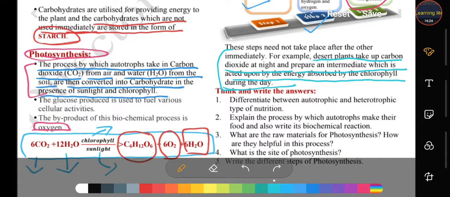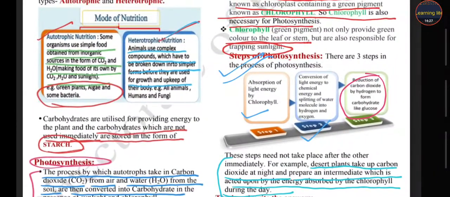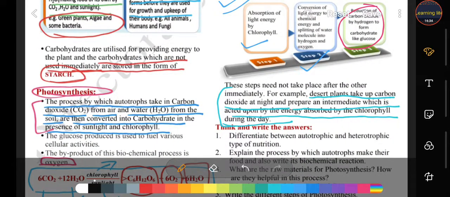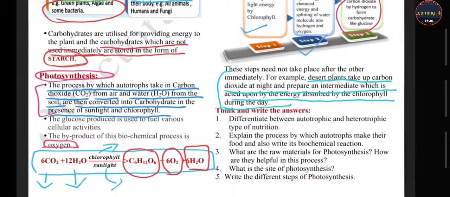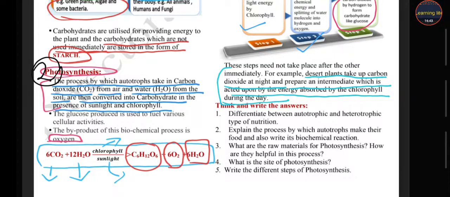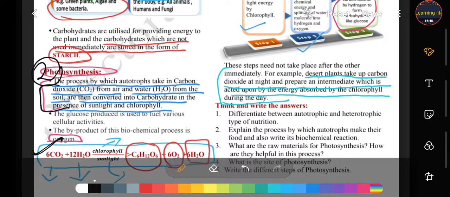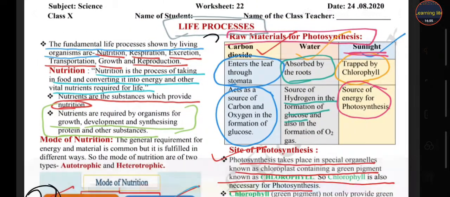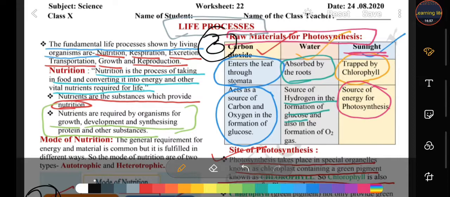Differentiate between autotrophic and heterotrophic nutrition. So students, here is your first answer. Autotrophic and heterotrophic nutrition. Explain the process by which autotrophs make their food and write the biochemical reaction. So the second answer is the process of photosynthesis. Here is your second answer. You have to write the chemical reaction also. Third one, what are the raw materials and how are they useful? So students, the raw materials are given to you. This is your third answer. So you have to draw this table.